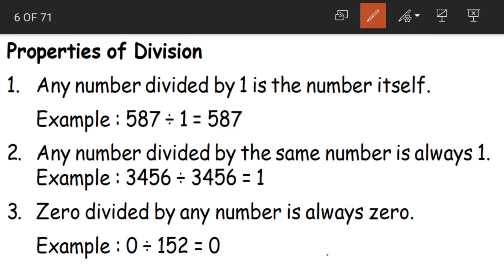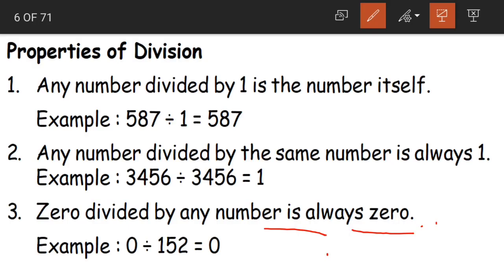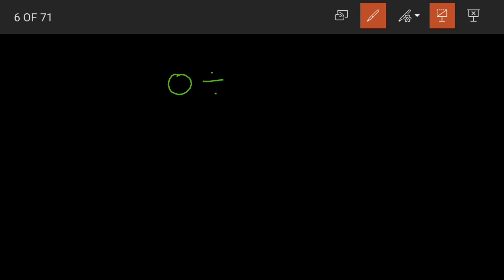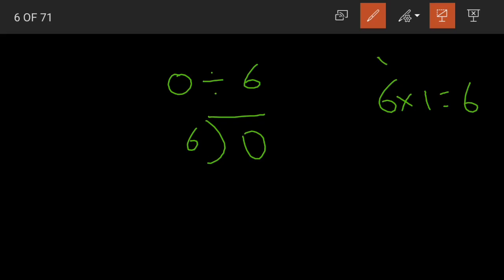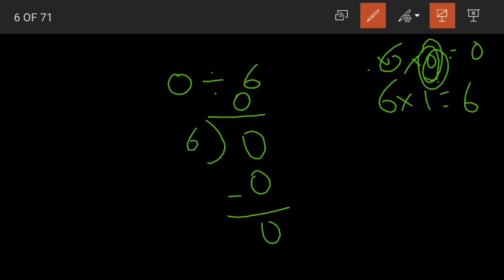Yes. Next, 0 divided by any number is always 0. 0 divided by any number, say 6. Let me take green color here. Green will be more visible, right? So when we are dividing 0 by 6, in the 6 table, when does 0 come, children? We have 6 ones are 6, but before that 6 zeros are 0. So 0 comes 0 times in the 6 table. So 0 becomes our quotient and 0 becomes our remainder as well.